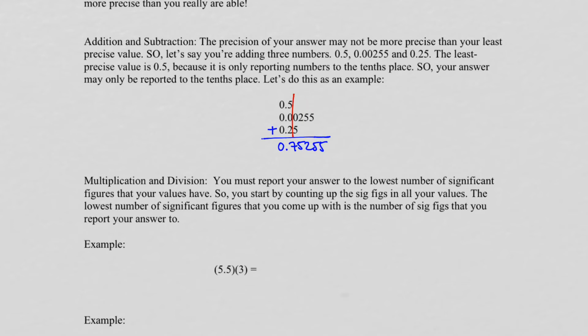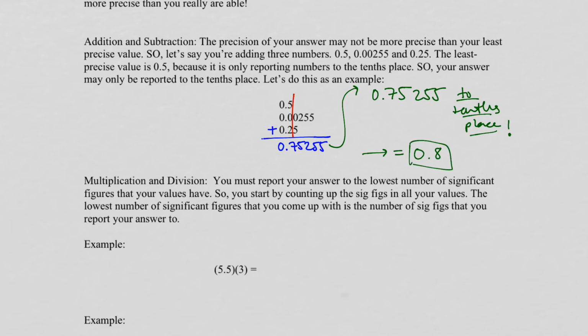So what we would do is we would need to round, right? That's 0.75255 to the tenths place, right? So our answer would be 0.8. That's the addition and subtraction rule. So don't count up sig figs for addition and subtraction. Just say, what's the lowest precision? This is the lowest precision, so I can only report my answer to the tenths place.